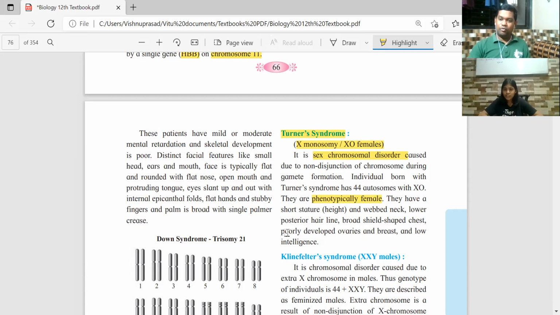And poorly developed ovaries and breasts, not a normal development. And the intelligence level is also on a lower side. Wait, I'll show you the photograph for this one. Turner syndrome.